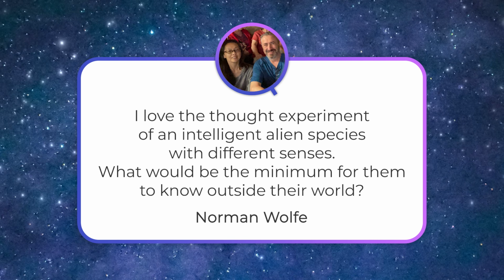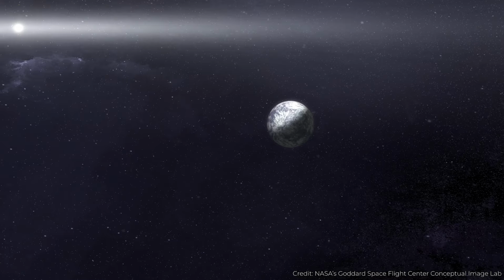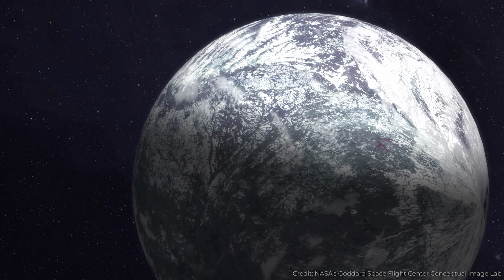Normal Wolf, I love the thought experiment of an intelligent alien species with different senses. What would be the minimum for them to know outside their world? That's really interesting. I think about these potential alien species that are trapped underneath ice on a water world. And it's like, what do they know? There's no illumination. Maybe there's some kind of chemical illumination. And yet, for whatever reason, they've evolved an incredible amount of intelligence. And so, like, what can they perceive? They're probably very good at perceiving in the darkness. They can maybe use sonar to be able to understand their environment and detect prey and detect predators and threats. And maybe over time, because it was a complicated environment, they had to build up a large amount of intelligence. They built society and knowledge, problem solving. I mean, the kinds of things that human beings did.